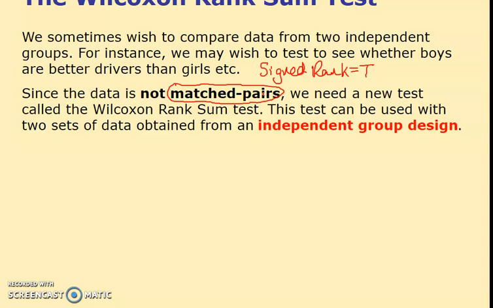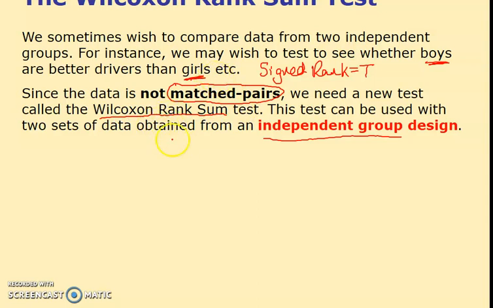Now, not all situations are like that. I've got an example here where we may wish to see whether it's boys or girls who are the better drivers. You can't do the same group before and after, because we've got a group of boys and a group of girls. So this situation is called an independent group design. You've got two independent groups, the boys is one group, the girls is another, and we're testing to see if these are different. So this is not matched pairs, this is independent groups, so we need a new test, and that new test is called Wilcoxon rank sum.